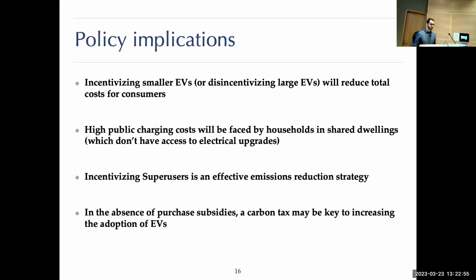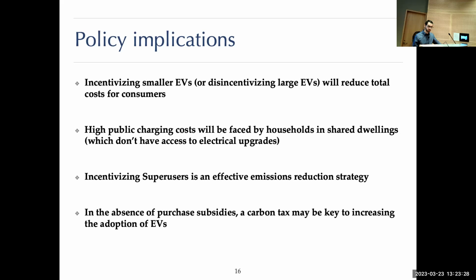So I'll lastly conclude with a slide here on policy implications, just to summarize some of the things that I've mentioned in the talk. Number one, incentivizing smaller EVs, or the opposite, disincentivizing larger ones, could reduce total cost for consumers. This makes it cheaper for consumers and much more attractive. Of course, this would require shifting the maximum prices that rebates are available, or some other configurations on policies. But this is definitely one way that we could see a drop in costs.